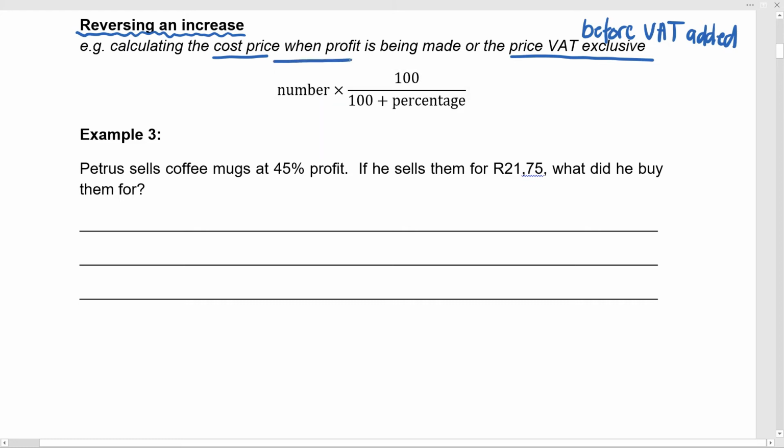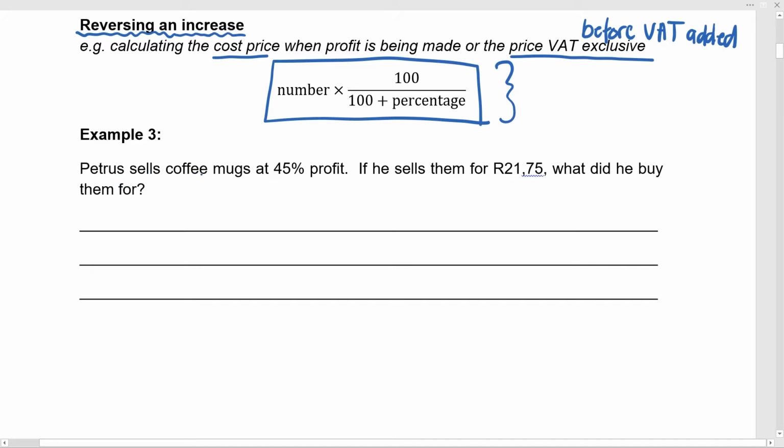Okay, this looks almost identical, but what has happened to our formula? Well, look, the 100 used to be in the denominator, and the 100 plus percentage used to be in the numerator, and they've swapped around. Okay, so here, that's definitely going to be necessary to remember this one, because doing it the long way is going to be really confusing. Okay, let's look at this example.